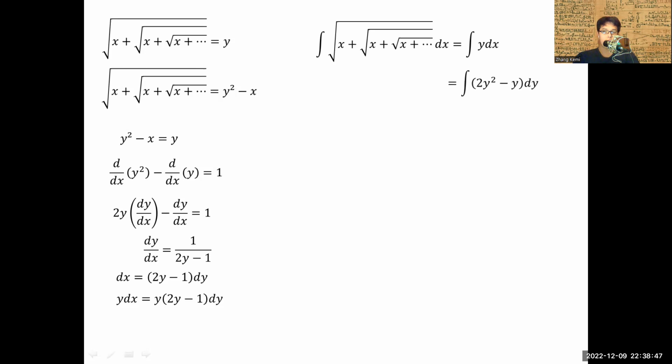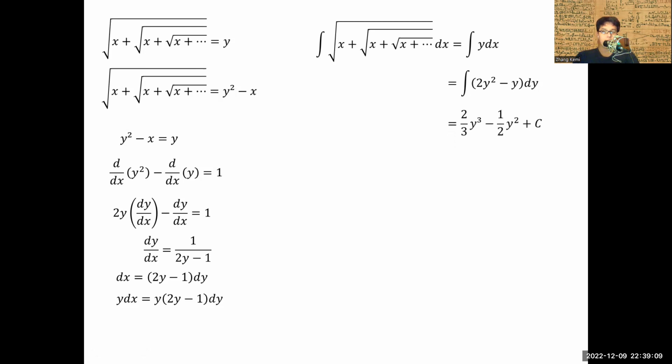So the next part is pretty simple. Now we have over here, at the bottom, y with respect to x is equal to y of (2y minus 1) dy. So I'm just writing this entire part of the equation over here. I hope you can see what I mean.